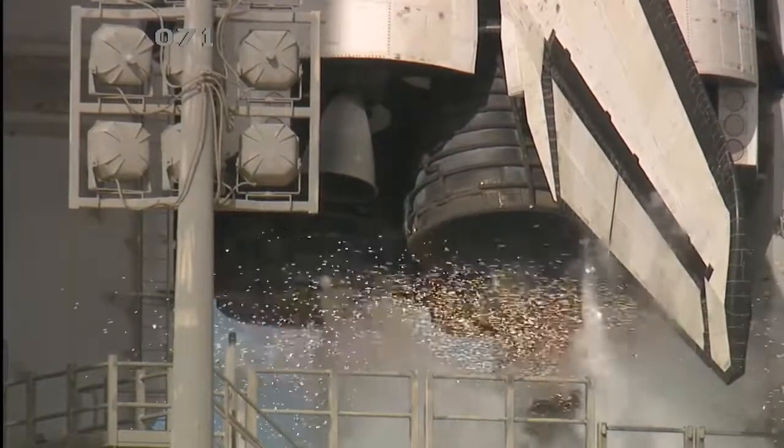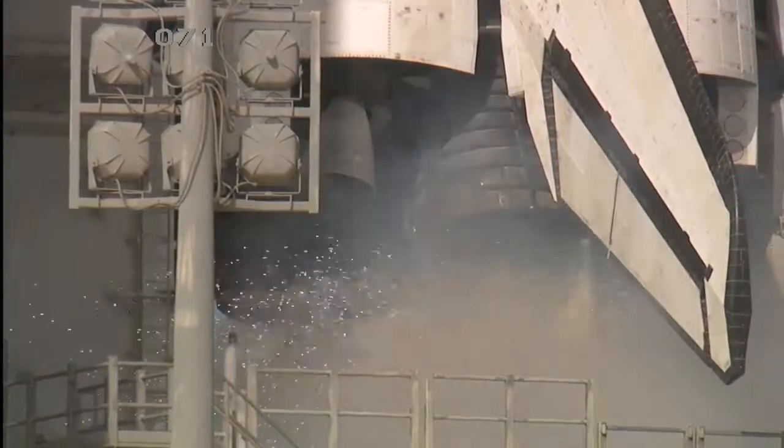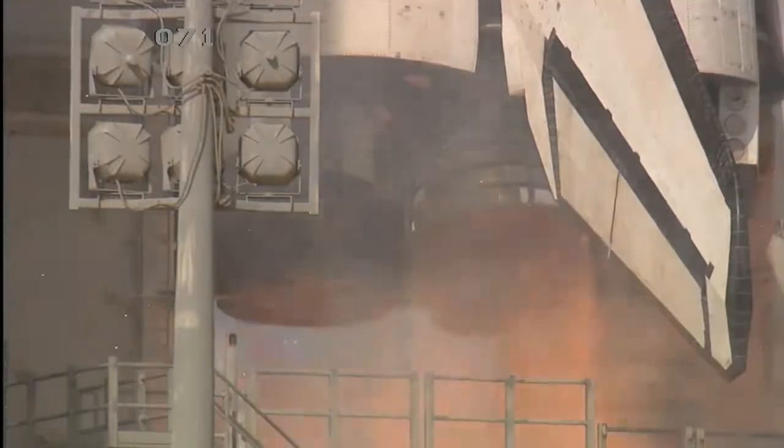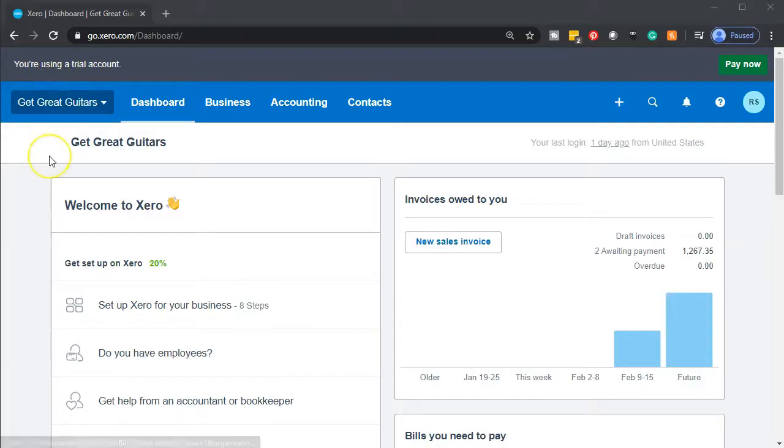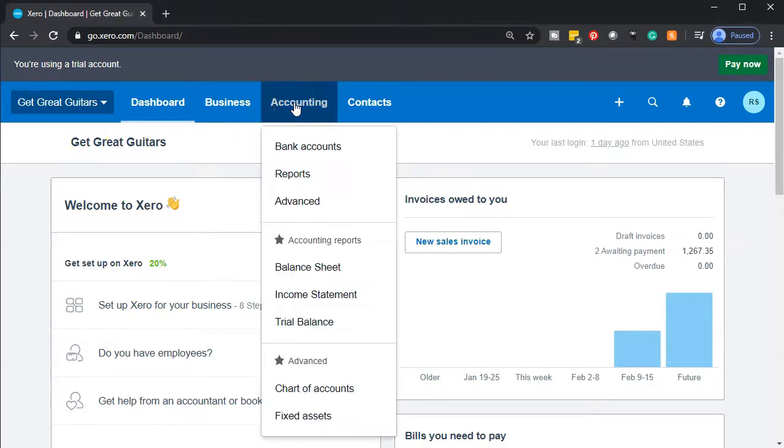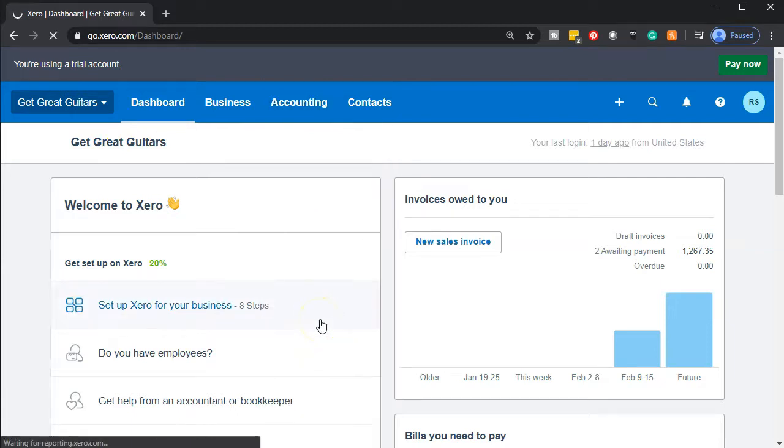Here we go. Here we are in our Get Great Guitars dashboard. We're going to be opening up our reports now. So let's just open up the trial balance this time. We're going to go to the accounting drop down and go on down to our trial balance.